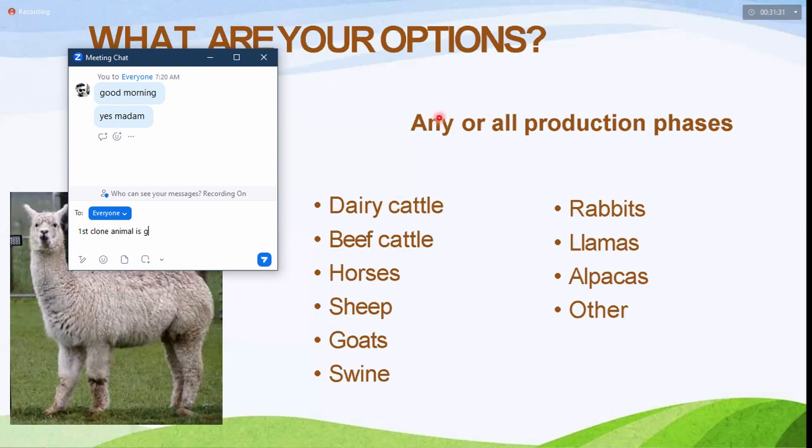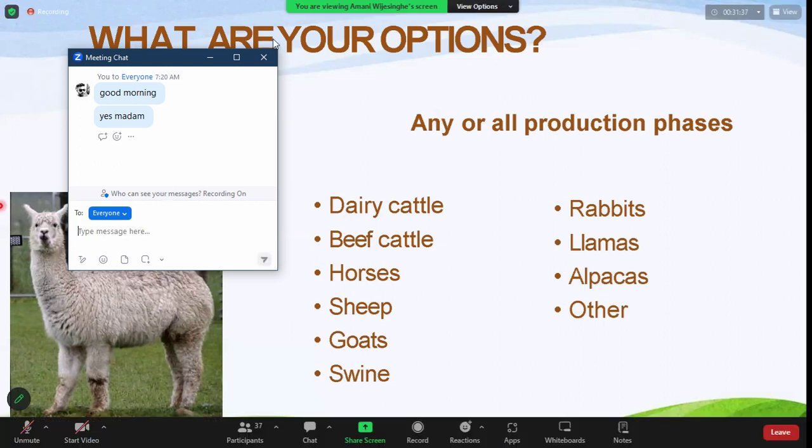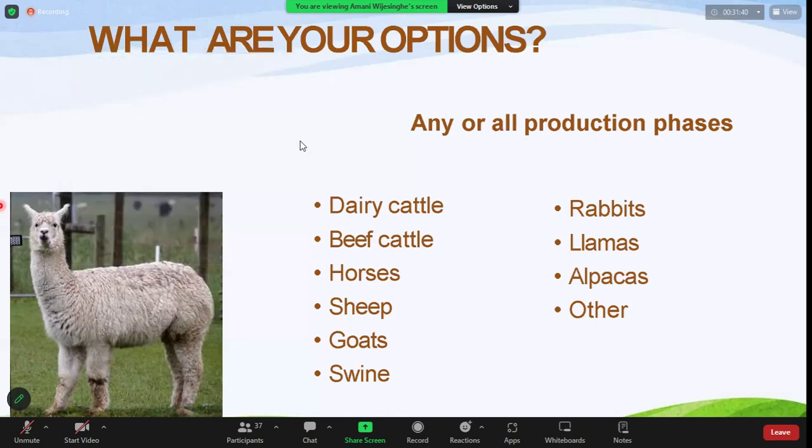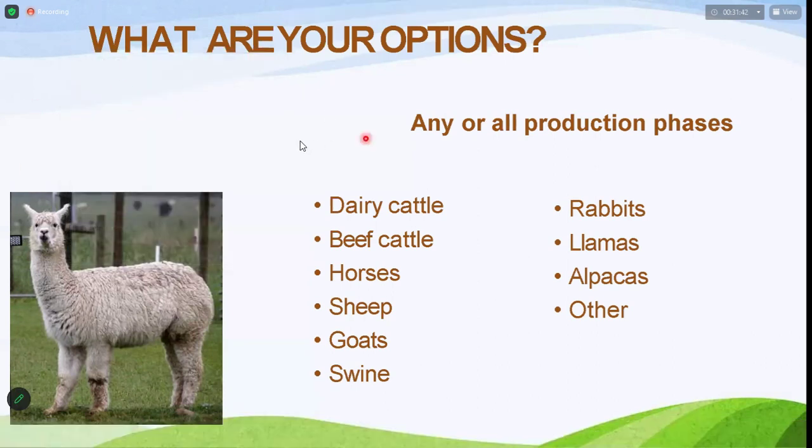So then rabbit. And llamas and alpacas, okay. Llamas we use to take their hair, collect the hair just like the sheep, okay.